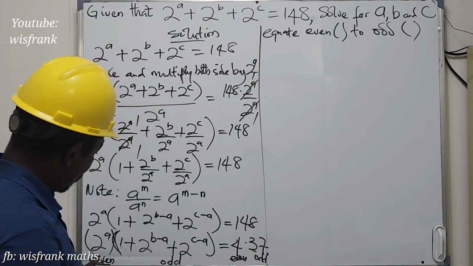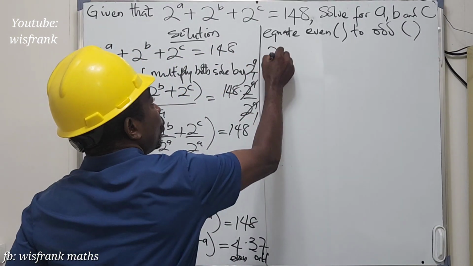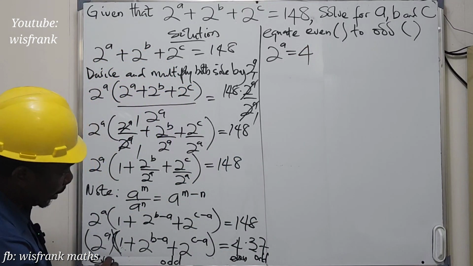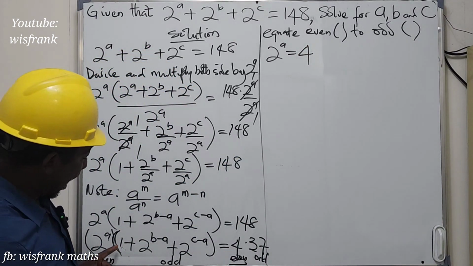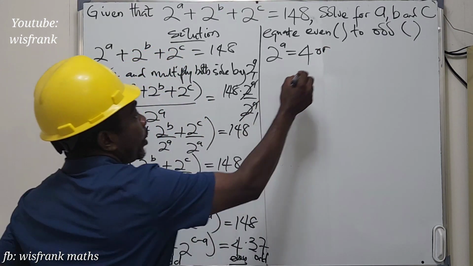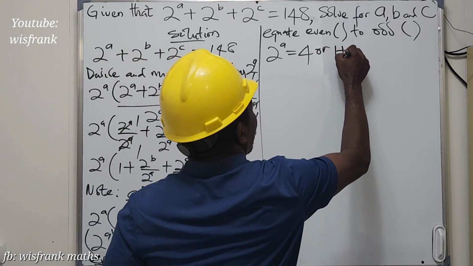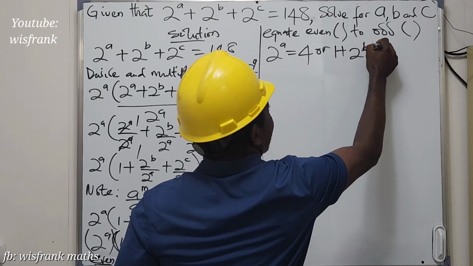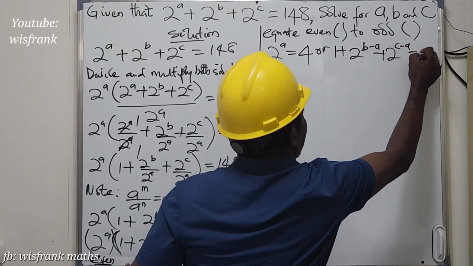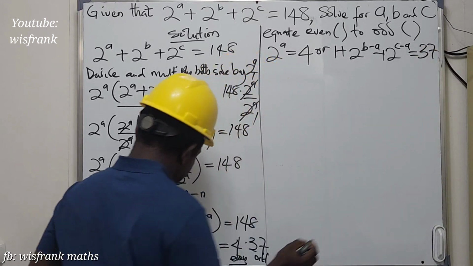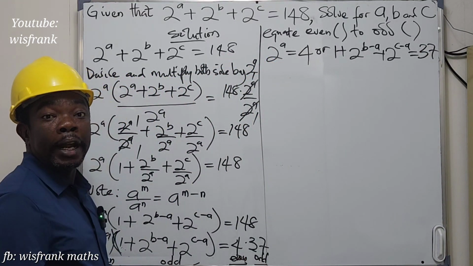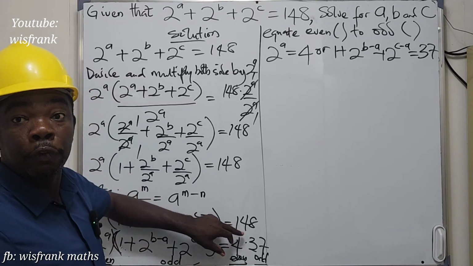In that case, we have the even number here, 2 to the power of a equals 4. That means this equals this. And we have the second parenthesis, which is 1 plus 2 to the power of b minus a plus 2 to the power of c minus a equals 37. That means the second parenthesis equals this other factor of 148.